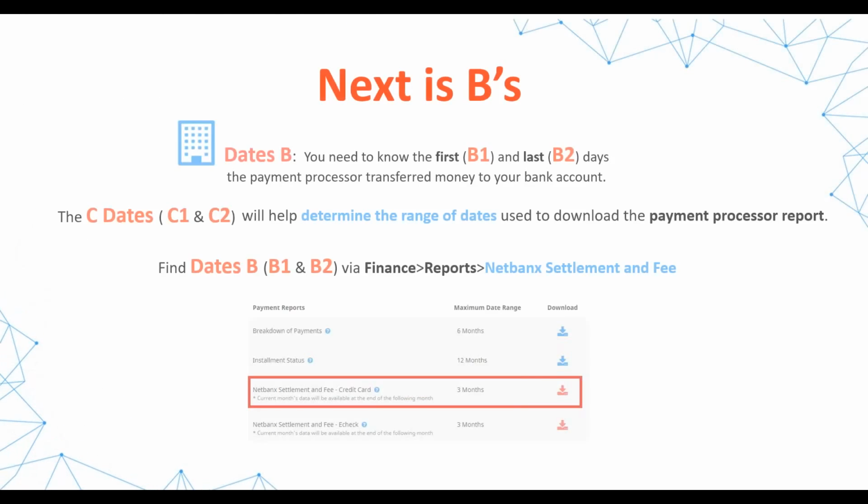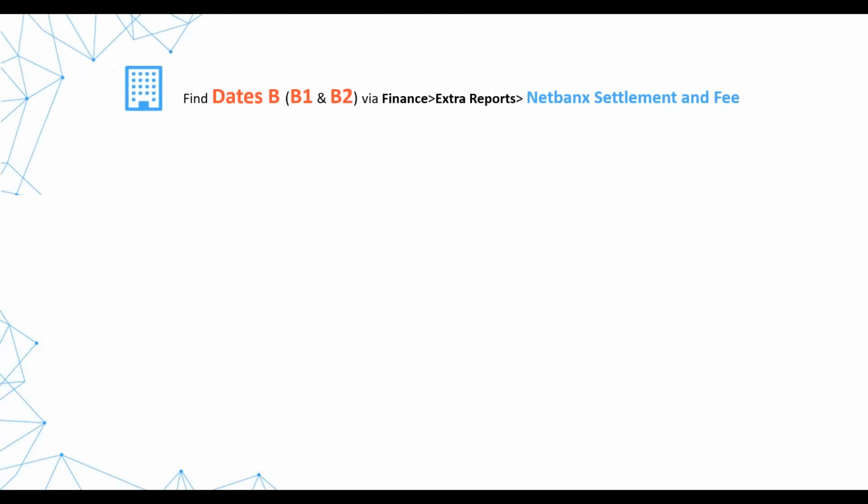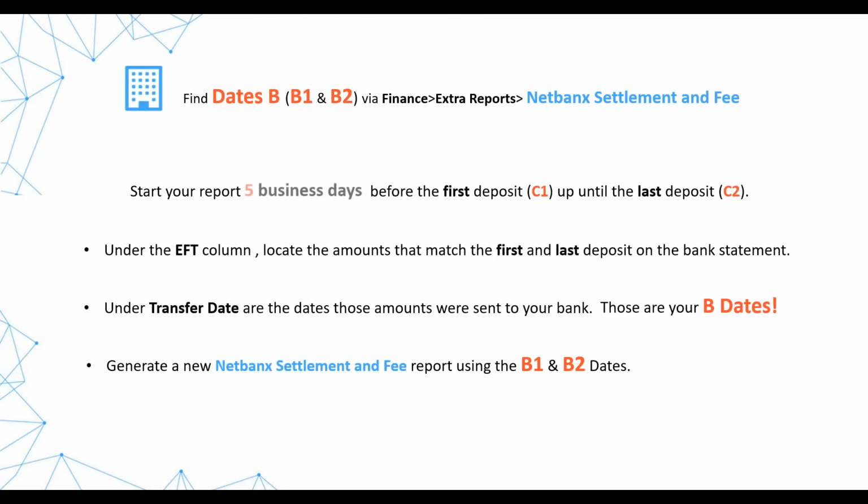Step 2 is to find our B dates. This can be found using your Amilia settlement report and using our C dates as a reference. Just as a reminder, your B dates are the dates that the payment processor sent the money to your bank. Also keep in mind, this report will only be found in Amilia if you use PaySafe as your processor.